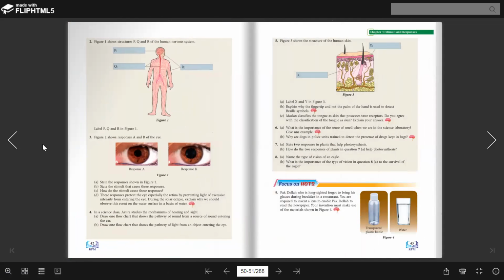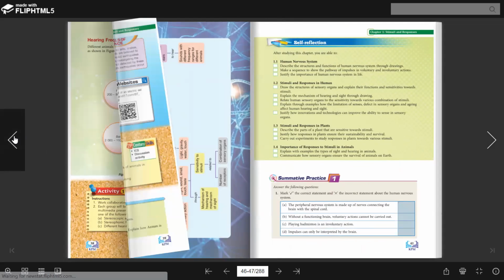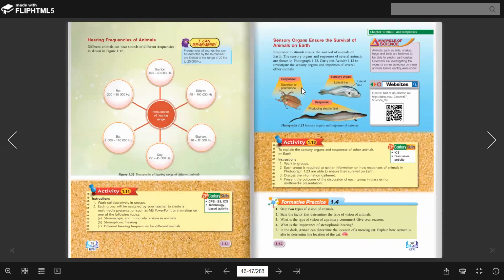Okay guys, I think that's all for today. We are officially done with the chapter on stimuli and response. I already gave you the link for the Form 3 textbook because this chapter can be found in Form 3. You can use that soft copy to make some revision.